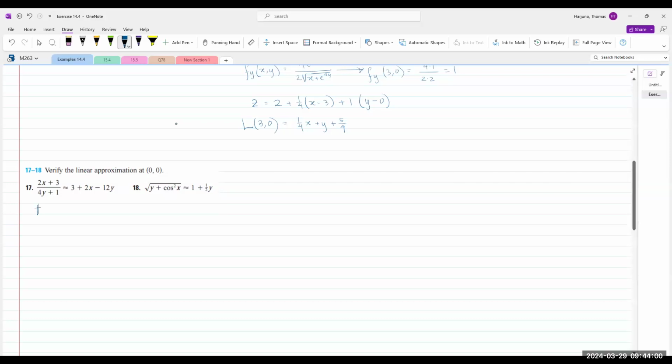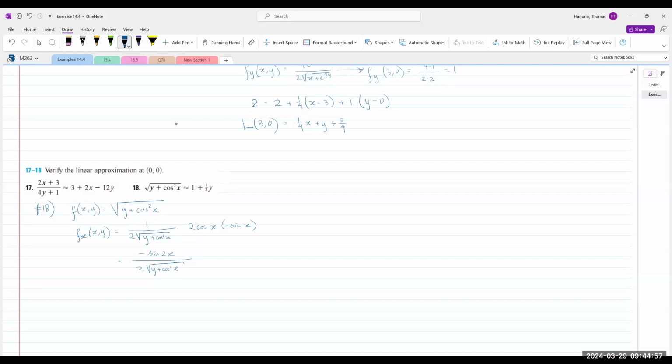Let's do number 18. So let's call our function f(x,y) equals the square root of y plus cosine squared x. So the partial with respect to x of (x,y) is 1 over 2 square root of y plus cosine squared x, times the derivative of cosine squared x with respect to x, which will be 2 cosine x times negative sine x. Which will give us negative sine 2x over 2 square root of y plus cosine squared x.